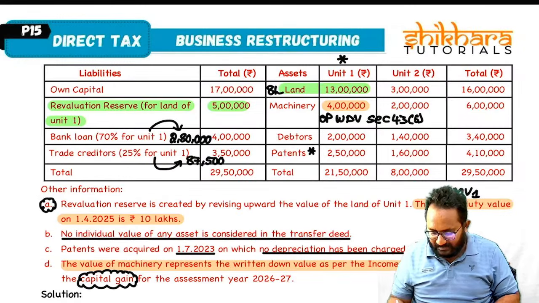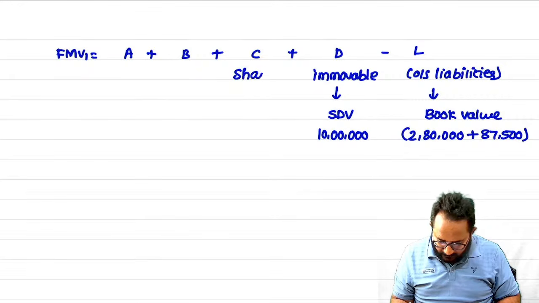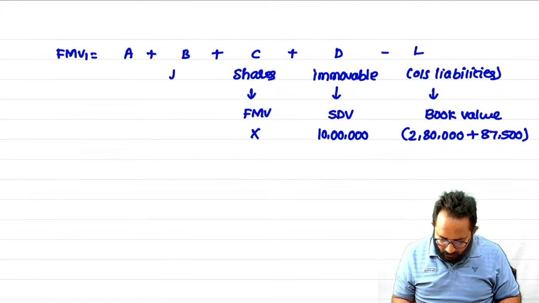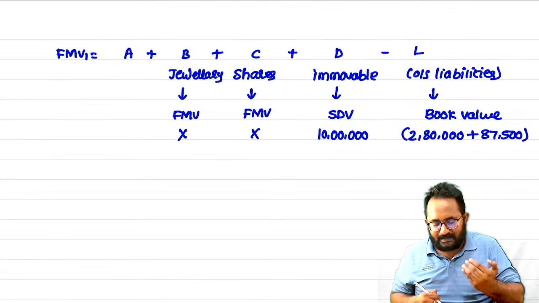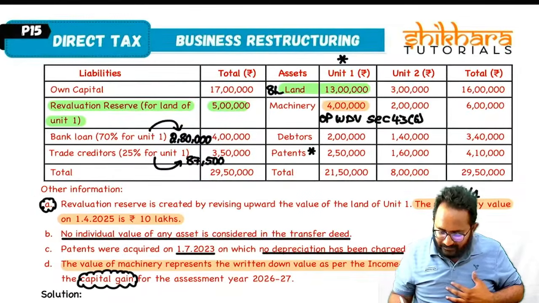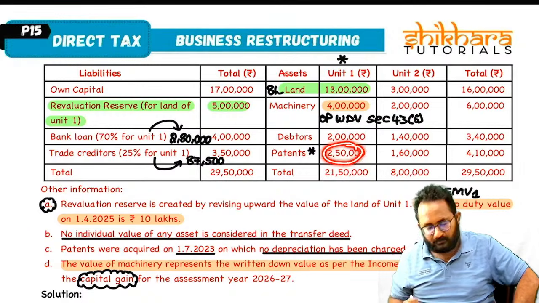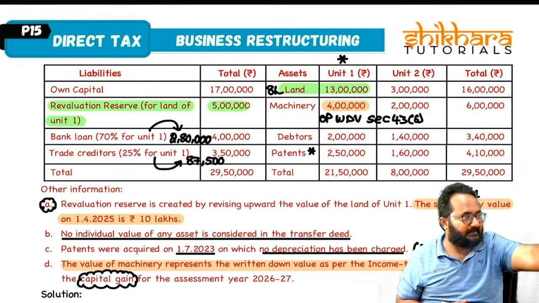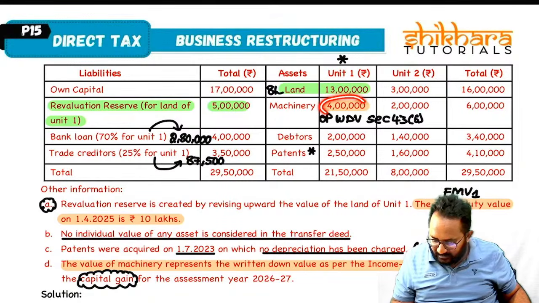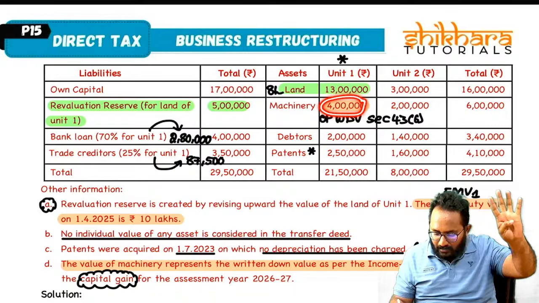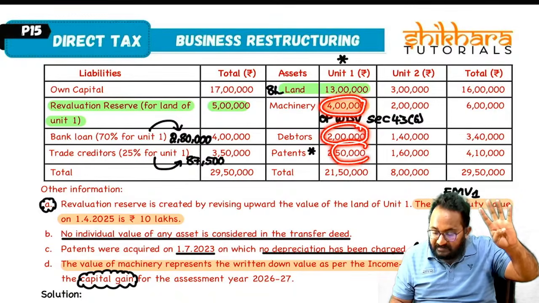C is what? Shares and securities. Is there any shares and securities? We have to take them at FMV, but here we don't have. Next, jewellery and artistic related. Which value? Fair market value. Is there anything? No. Other than this, what are the assets we have? Machinery, debtors, patents. What value? Book value. Machinery 4 lakh. Debtors 2 lakh. The patents 2 lakh 50,000.